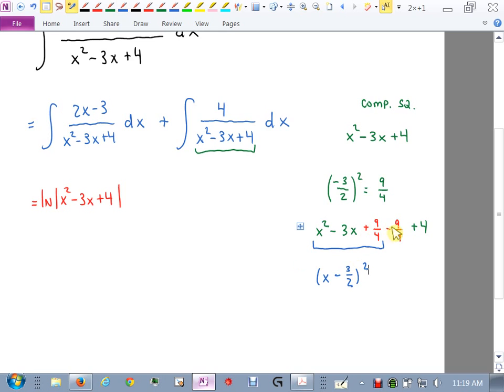And then you have everything else that you haven't messed with here, which is negative 9/4 plus 4. So what's negative 9/4 plus 4? 16. We're adding though, right? So 7/4. Everyone agree? Yeah, so 7/4, and that's it.